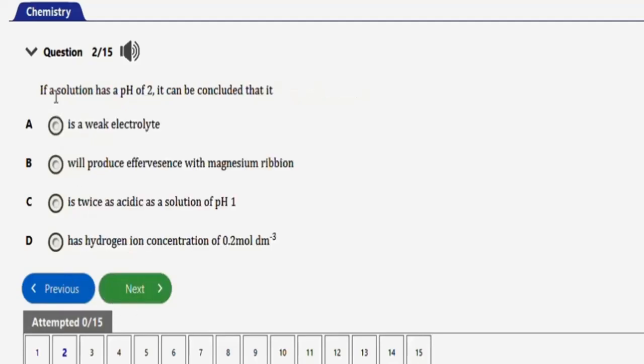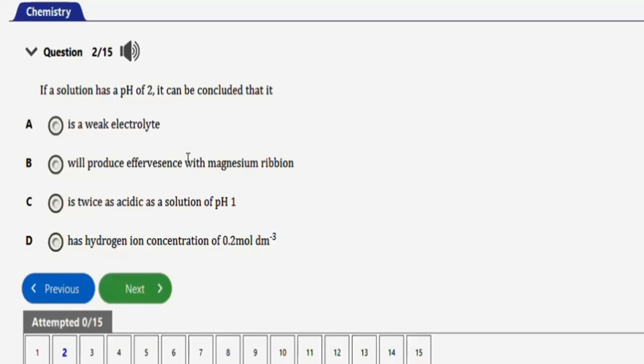It says, if a solution has a pH of 2, it can be concluded that it is a weak electrolyte. No. It effervesces with magnesium ribbon. No. It is twice as acidic as a solution of pH 1. No. It has hydrogen ion concentration of 0.2 mole per dm cube. No. The right option will be option B. It effervesces with magnesium ribbon.